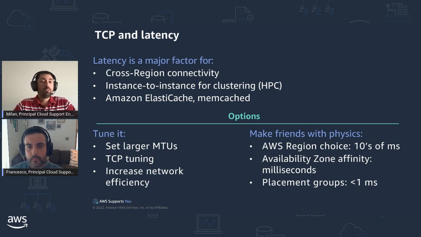When we zoom in within the region, the latency drops significantly to milliseconds. But it's very important to remember that there are certain workloads such as high performance clustering which require very, very low latency, and that's where we talk about placement groups, specifically cluster placement groups, where we put nodes very close together so they are able to drive sub-millisecond latency for these workloads.